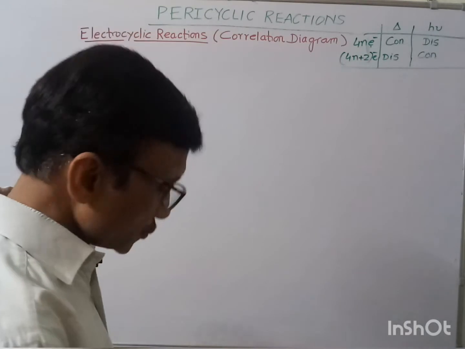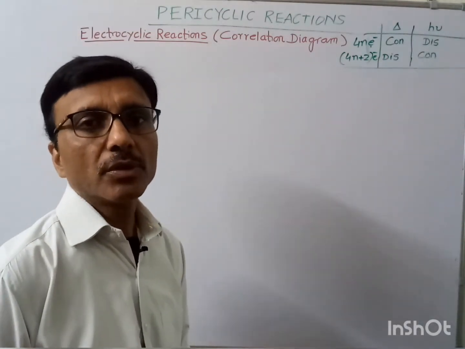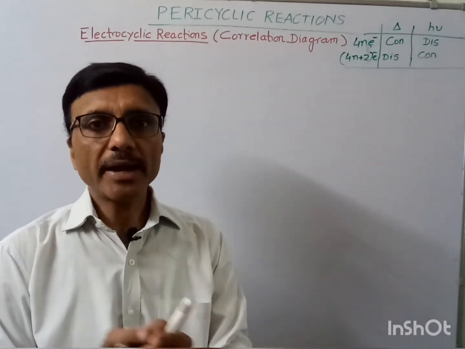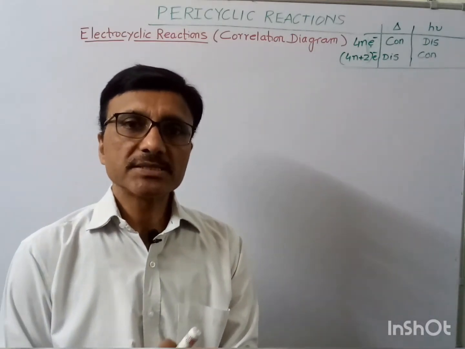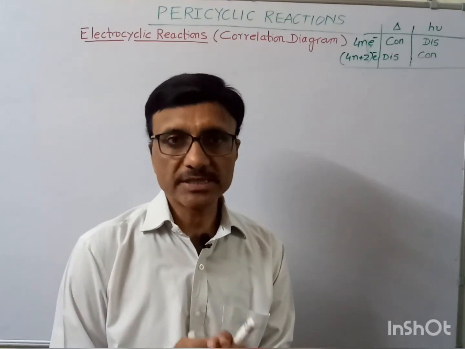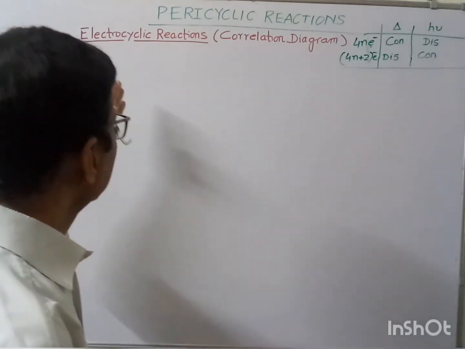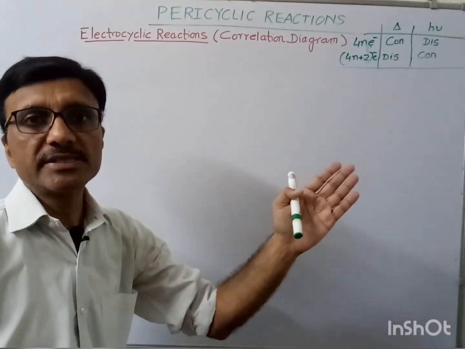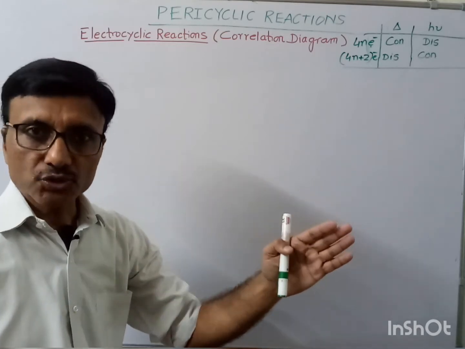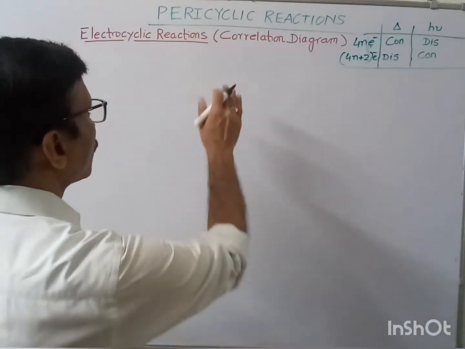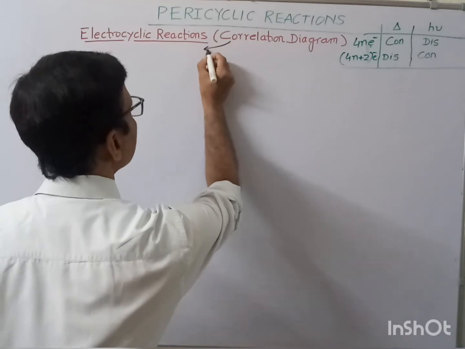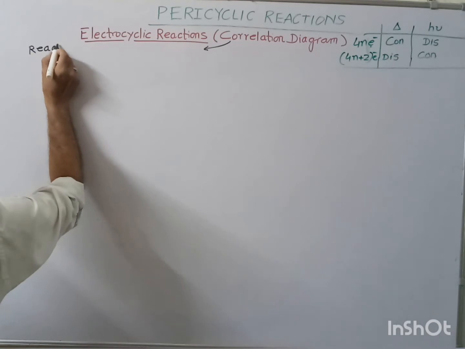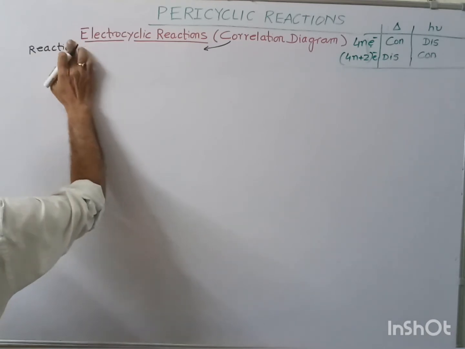So what is this correlation diagram? What I told you is that in pericyclic reactions, the reactant orbital and the product orbital should always have the same symmetry. So in a correlation diagram, reactant orbitals and product orbitals having the same symmetry are joined with the help of a straight line.